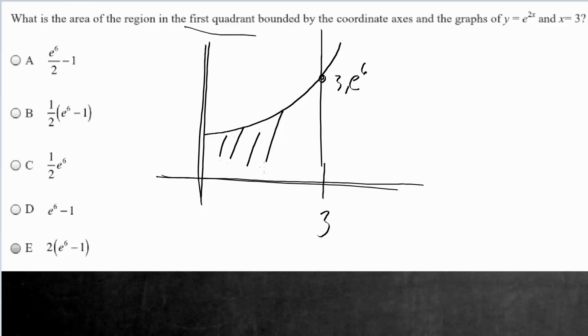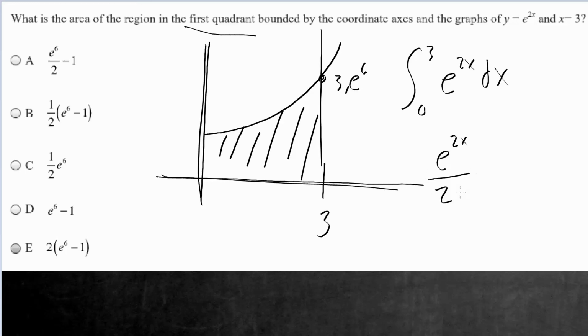So area under the curve, top minus bottom. The integral from 0 to 3 of e to the 2x dx. The integral of e to the 2x is e to the 2x divided by 2. That's that anti-chain rule, from 0 to 3. If we put the 3 in, we get e to the 6 over 2. Minus, if we put the 0 in, minus 1 over 2. So we can factor out that 1/2. Looks like we get 1/2 (e to the 6 minus 1).